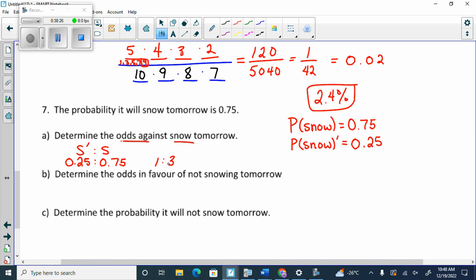Now here it says odds in favor of not snowing. So not snowing comes first. You have to watch yourself. They can do the complement as the word. Odds in favor of not snowing. So odds in favor, whatever comes after it comes first. Odds in favor of not snowing first, snowing. Wait a second, it's the exact same question, right? Just asked differently.